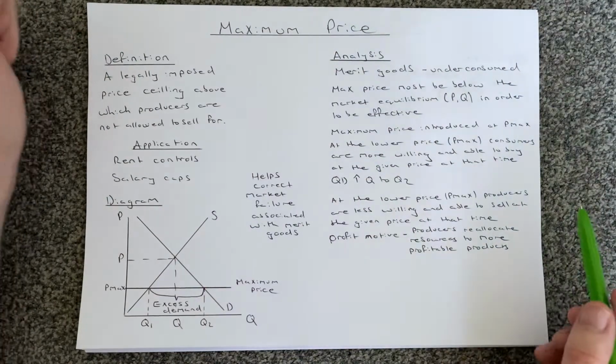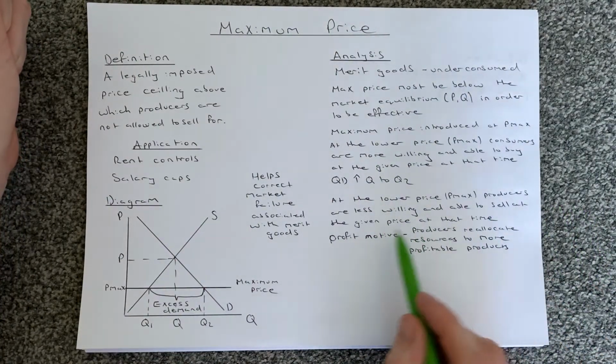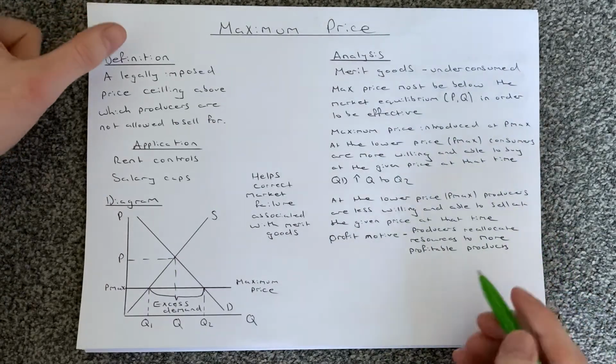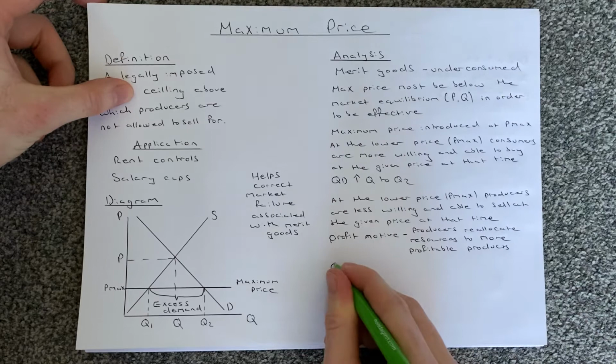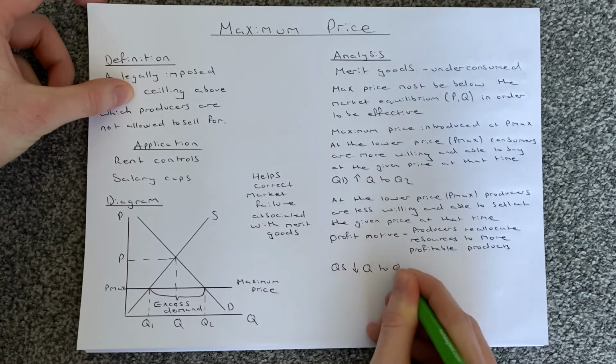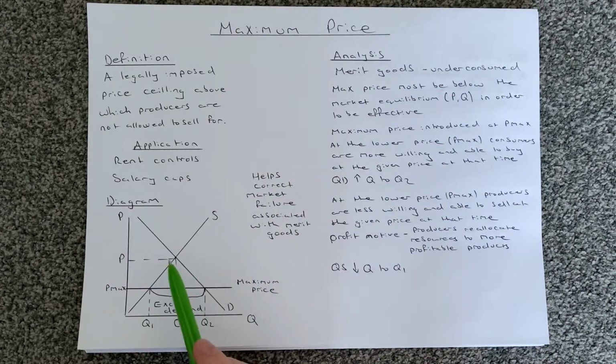So at the lower price of PMAX, producers are less willing and able to sell at the given price of PMAX at that particular time. And the reason for that is due to the profit motive. So as a result, we see quantity supplied falls from Q to Q1. So we can see that on our diagram here at the original market equilibrium of PQ.